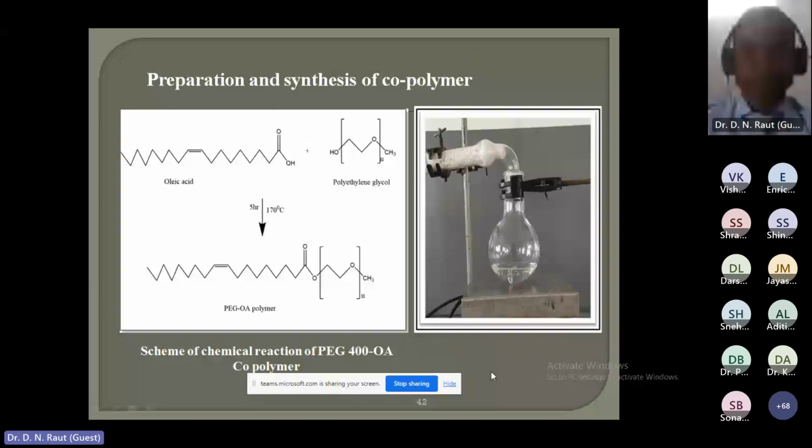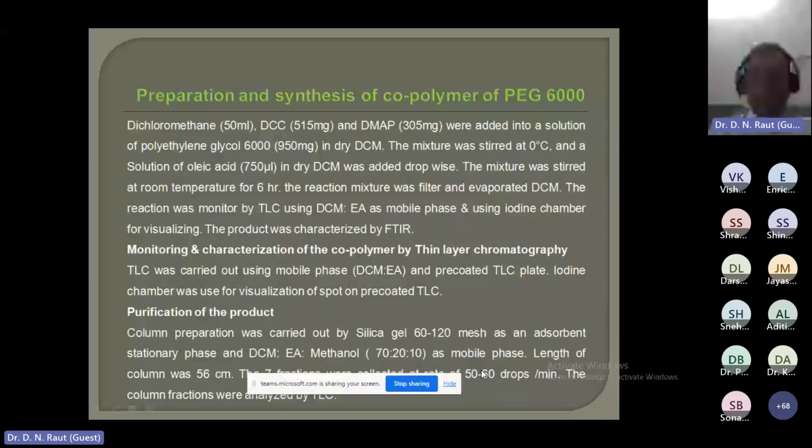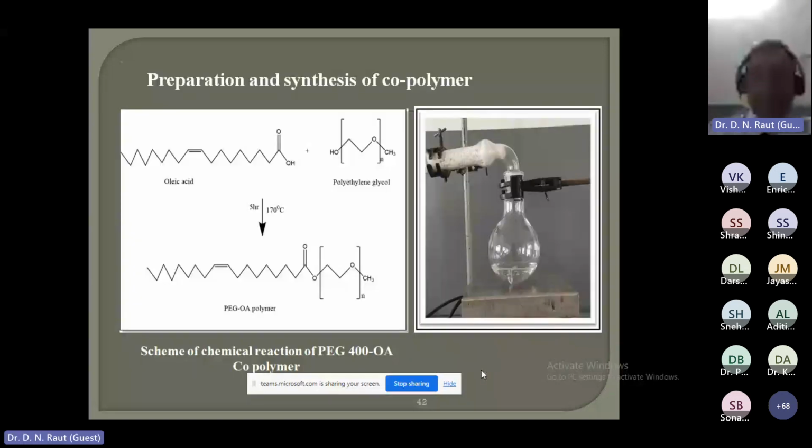Okay. So you see, this is oleic acid. Actually, this structure of oleic acid has a terminal COOH. So we could easily predict whether the formation of the chemical reaction is there or not.